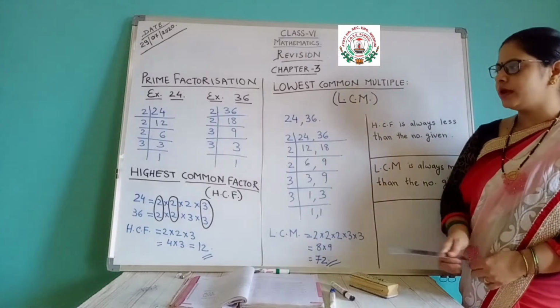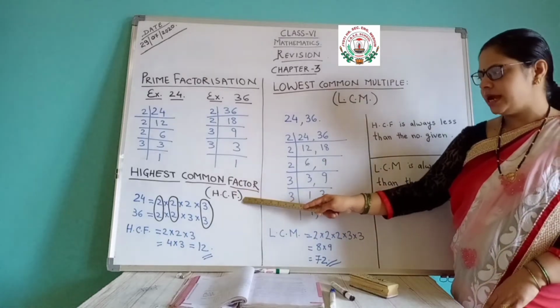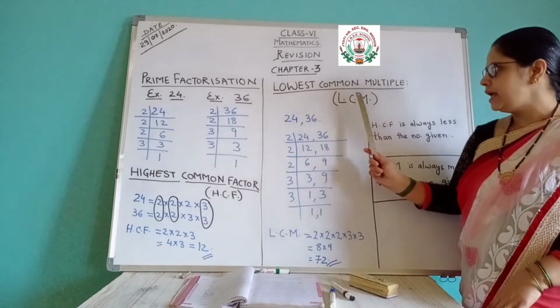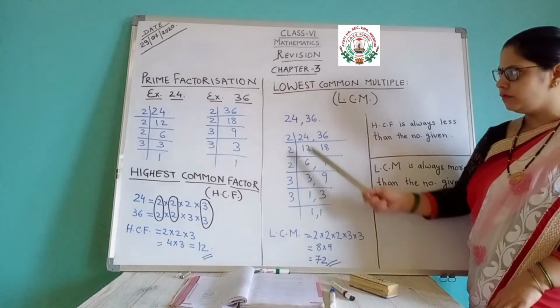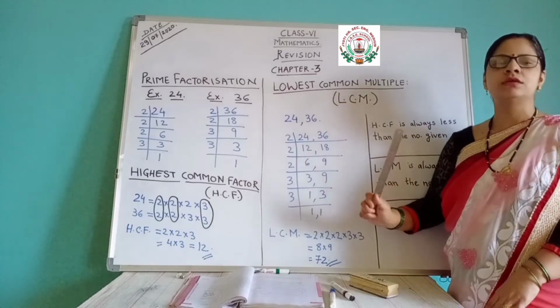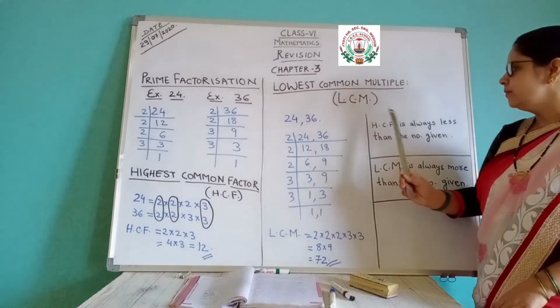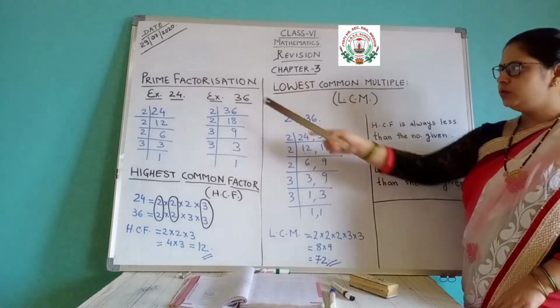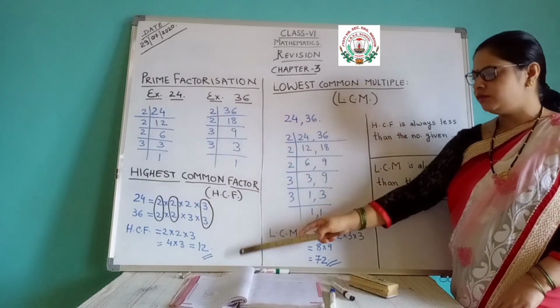So here you can just notice: for the HCF you got 12 for the numbers 24 and 36, and for the LCM we got 72 for the same numbers 24 and 36. So what conclusion did we get here? That HCF is always less than the numbers given. 24 and 36 were the numbers given, and we got 12.